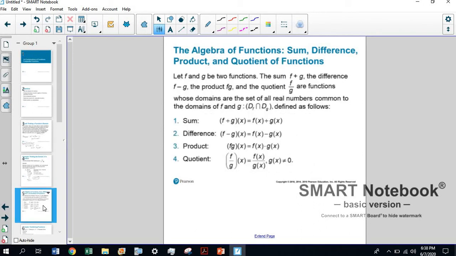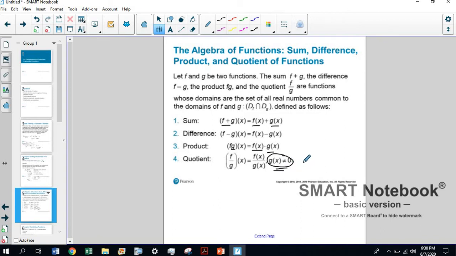So algebra of functions just means being able to add or subtract or multiply or divide functions. And when you add or subtract, multiply, divide, you do exactly what it sounds like. When you're adding two functions, you add the first one plus the second. When you're multiplying two functions, you multiply the first one times the second, etc. The only thing you got to worry about is if you're dividing, g of x obviously can't be 0. So you have to take that into consideration.